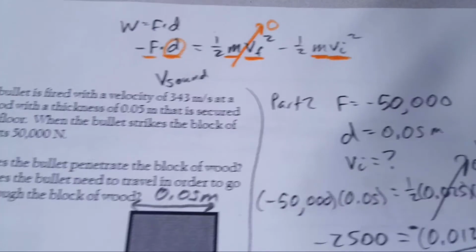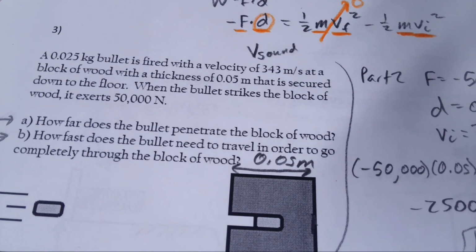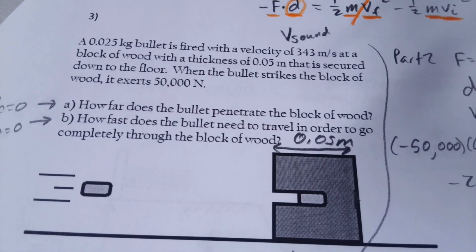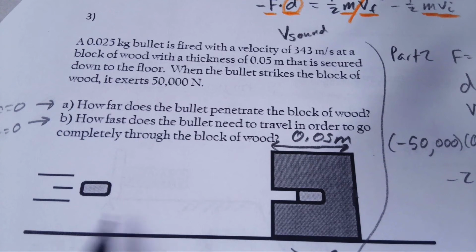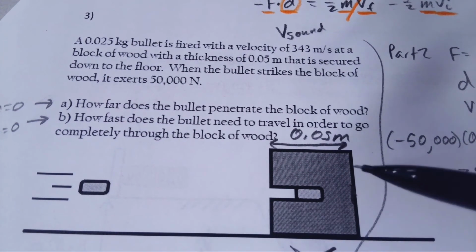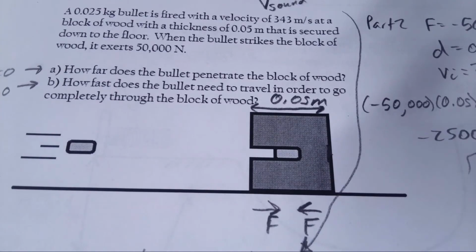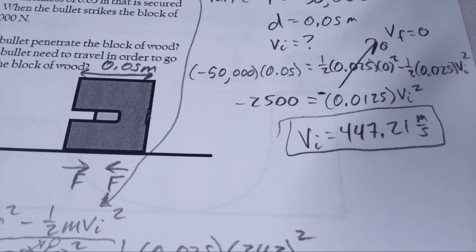Now, in the problem, I stated that the block is secured down to the floor. In our next chapter, which is collisions, the fact that the bullet went in, penetrated and stuck inside the wood, we would call an inelastic collision. If we knew the mass of the block and the mass of the bullet, we could figure out how fast the block and bullet combination would start moving back if we shot into it, because we would know the velocities. 447.21 meters per second. Yep.